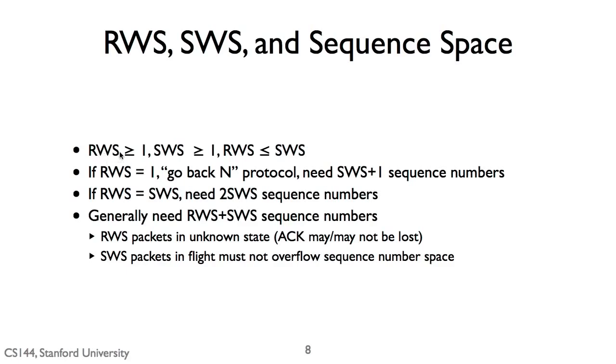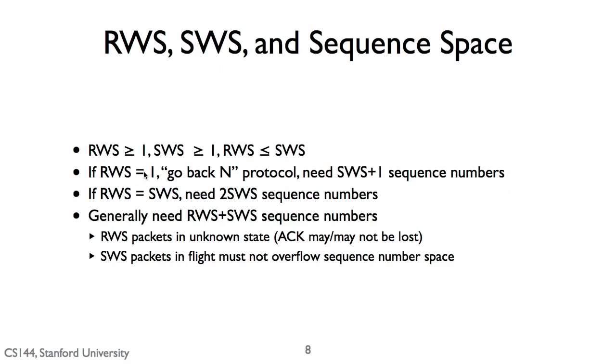So the receive window is always greater than or equal to 1, the send window is always greater than or equal to 1, and the receive window is less than or equal to the send window. This is because if the receive window is ever greater than the send window, it's a waste. The sender would never have those packets in flight, and so there's this extra buffer space which will never be used. However, there are cases where the receive window can be smaller than the send window and the protocol still works. So here's one interesting basic case of that called go back n.